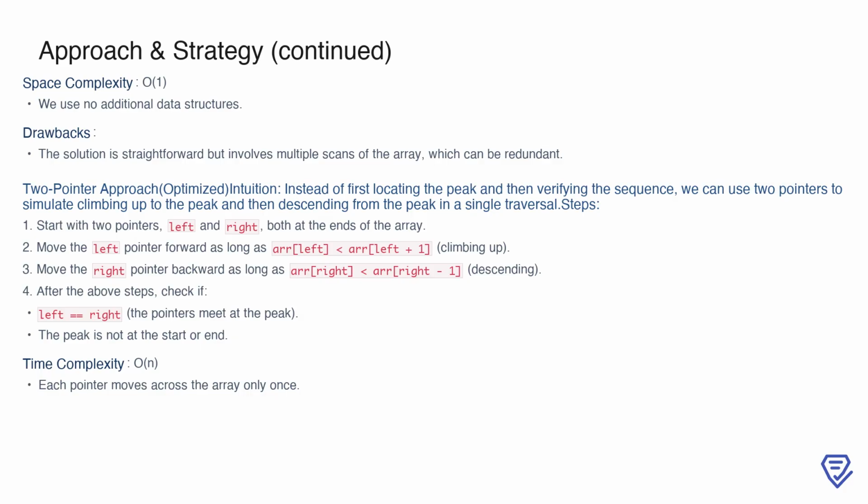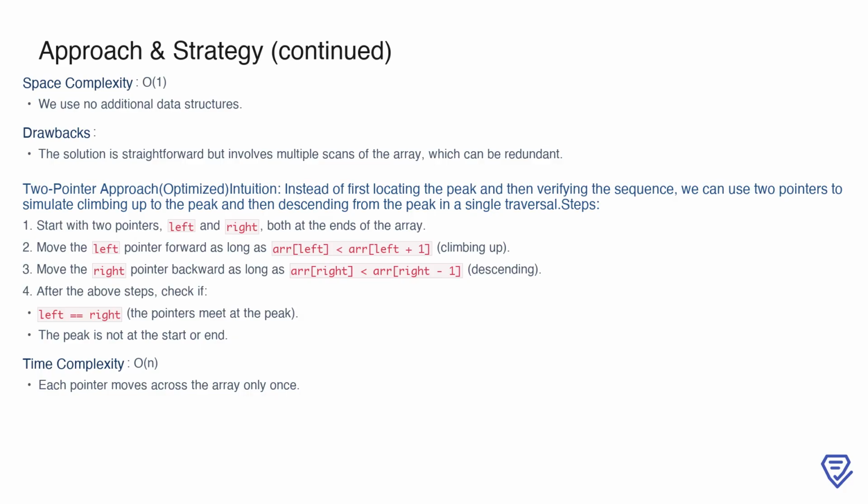To address this, we consider an optimized strategy using a two-pointer approach. This method eliminates the need to explicitly find the peak and verify the sequences separately. Instead, we use 2 pointers, one starting from the beginning of the array and the other from the end.